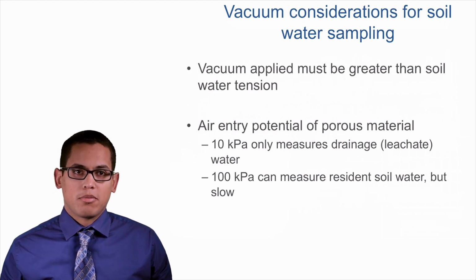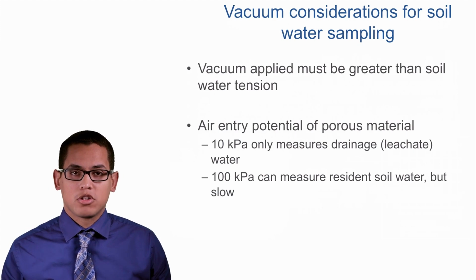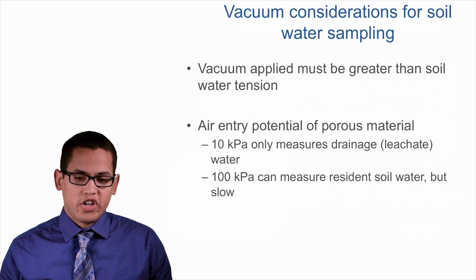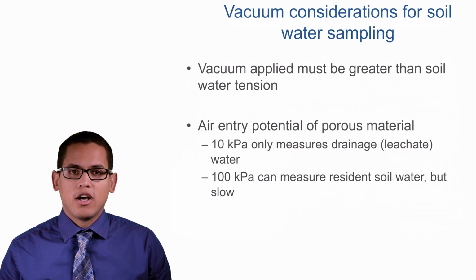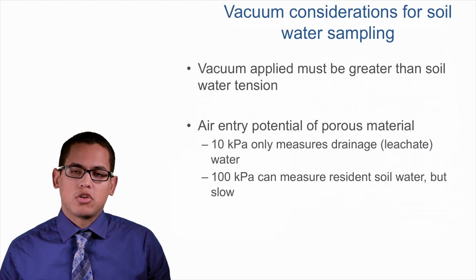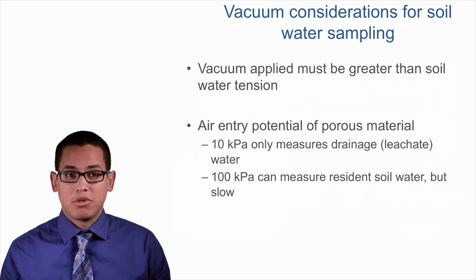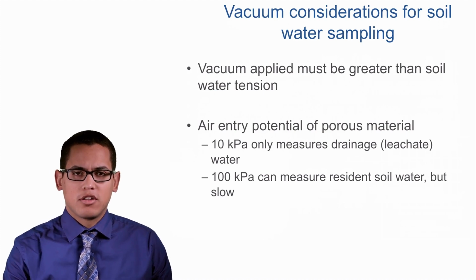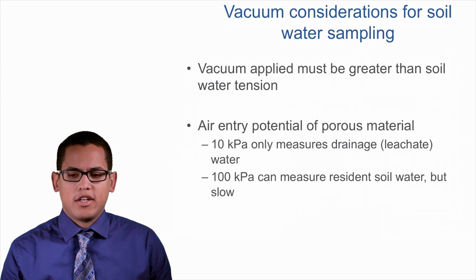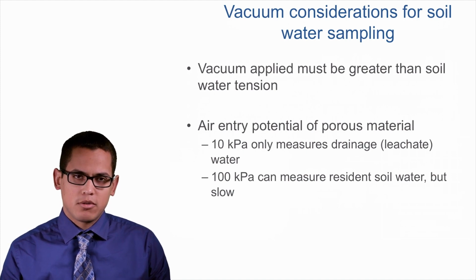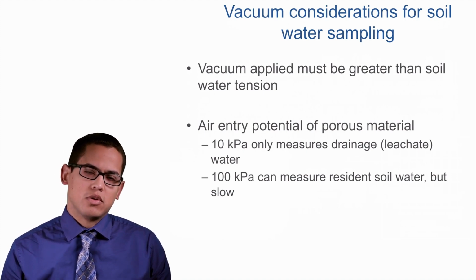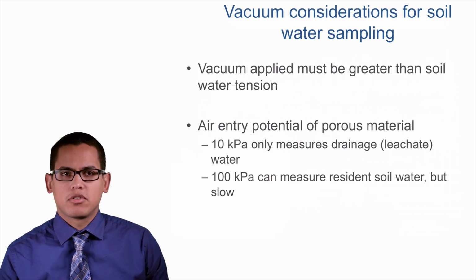You also want to think about the air entry potential of the porous material that you're using, so of the ceramics. Various ceramics do have different air entry points, and there are certain ceramics that are designed for different applications. For example, if you're doing more of a leachate or drainage application, then the ceramic you're going to use is going to have a lower air entry point, closer to 10 kPa, because they're only designed to measure drainage. And in order to be able to handle the flow rates that you'll see at the really wet end periods, they have to have a higher flow rate. And in order to do that, that reduces the air entry point of the ceramic.